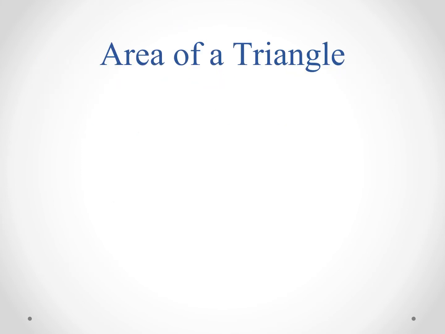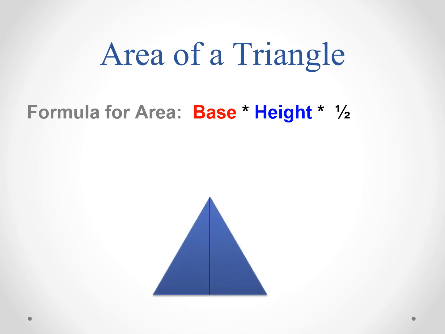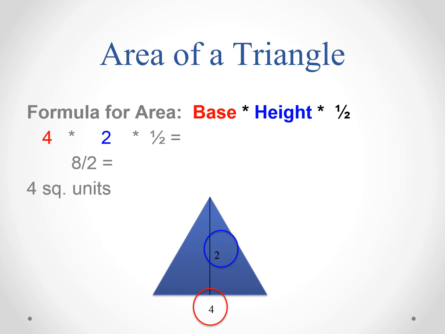This section will be covering the area of a triangle. In order to find the area of a triangle, we need the formula of base times height times half. So, in the following triangle, we are given dimensions 2 and 4. So our base is 4, and our height of this triangle is 2. So now we fill in the formula. 4, the base, times 2, the height, times 1/2 would equal 4 times 2, 8, divided by 2, or times 1/2, would be 4 square units.